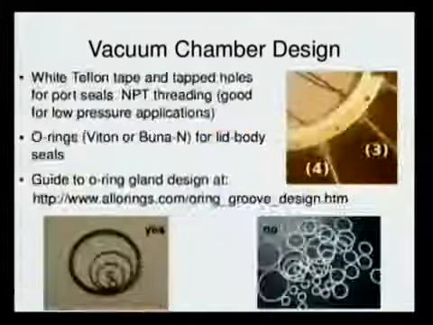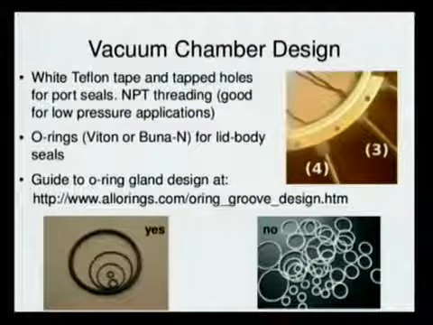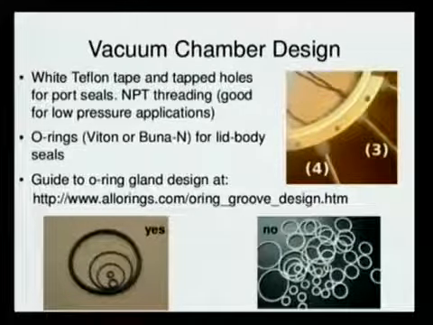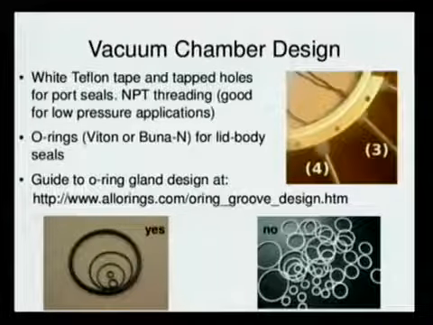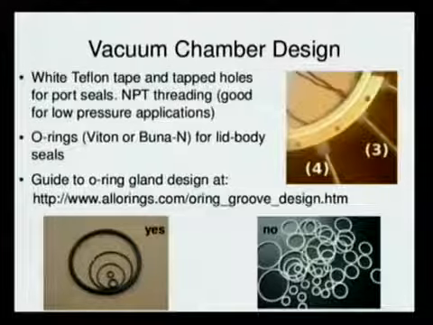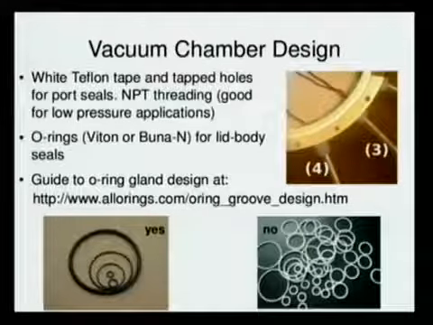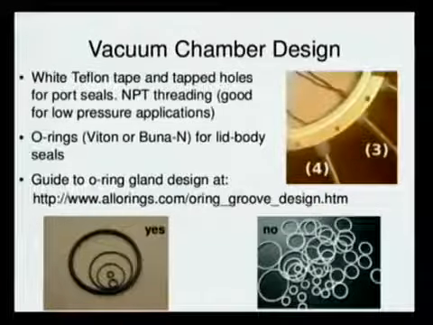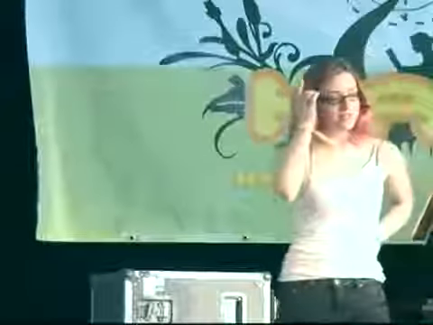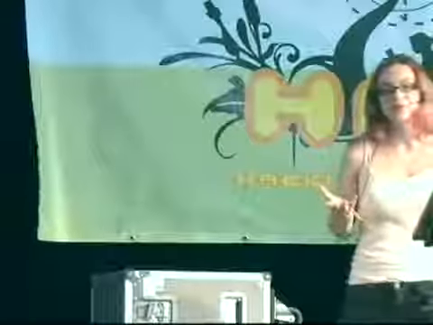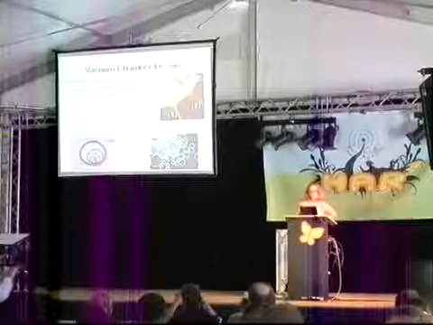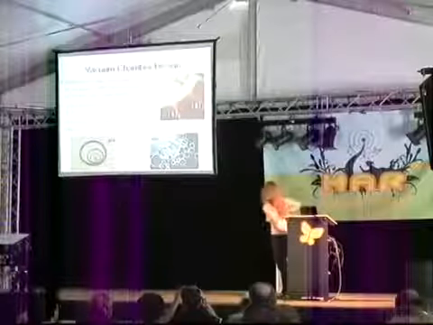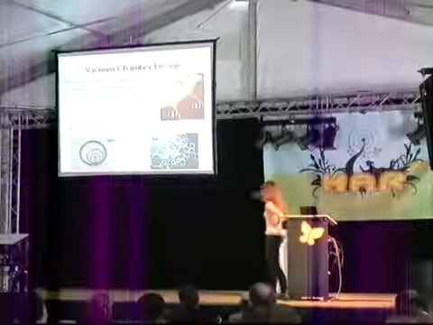Now, in a bit more detail about the port feed-throughs, you want to use tapped holes, ideally with an NPT threading. That's just one threading specification that's especially good for low-pressure applications. And just wrap Teflon tape about it. On the website, I go into more detail about this. And then that holds up to 10 to the minus 3 torr, very low. And you want to use rubber O-rings, Viton or Buna N, for the gland design. There's also a very good website on gland design.